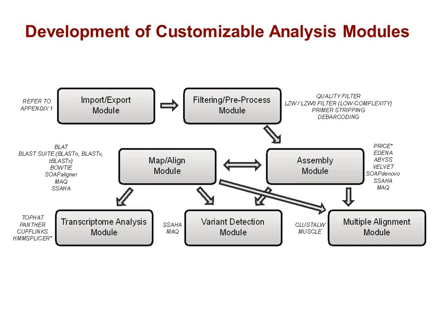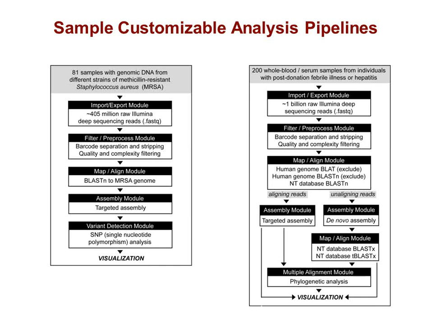But you see the same players. For assembly, you see PRICE, Edena, Abyss, Velvet, SOAPdenovo. For map and align, there's BLAST and BLAT, SOAP aligner, MAQ. For transcript analysis, TopHat and Cufflinks, Panther. For variant detection, you can use SSAHA, SHRiMP, or MAQ, and for multiple alignment, you can use MUSCLE or ClustalW. So for different purposes, you can do different analyses.